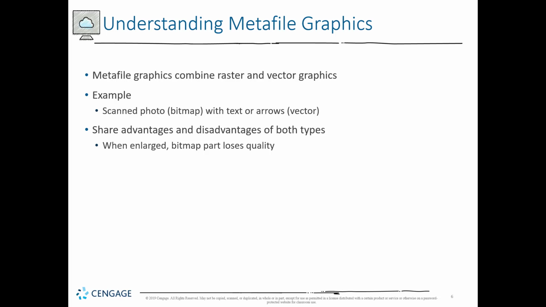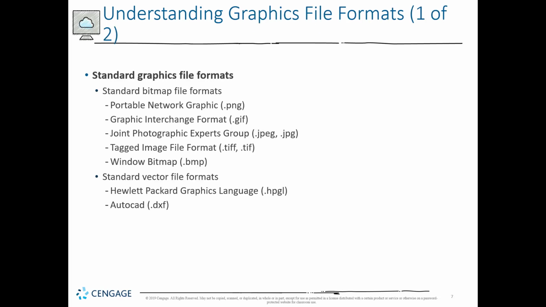So what are some of the file formats? We keep saying graphic file, but are there specific types of files? So a standard bitmap are things like a PNG or portable network graphic, a graphical interchange format, a GIF, a Joint Photographic Experts Group or JPEG, tagged image file format, a TIFF, a Windows bitmap or BMP, where some standard vector files are things like the Hewlett-Packard Graphics Language, HPGL, or AutoCAD DXF.